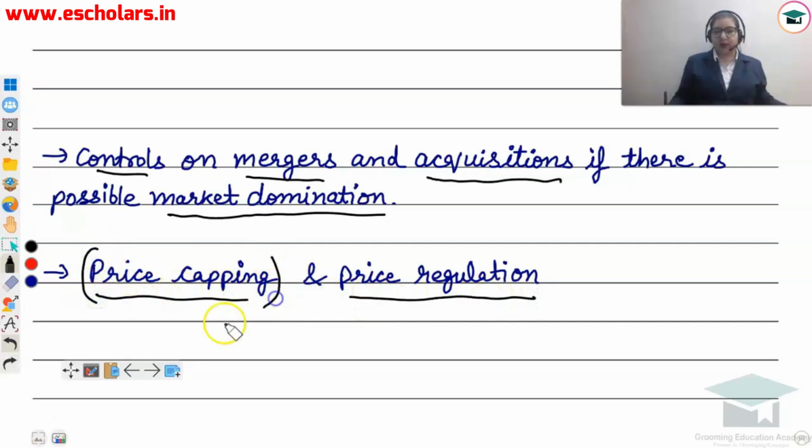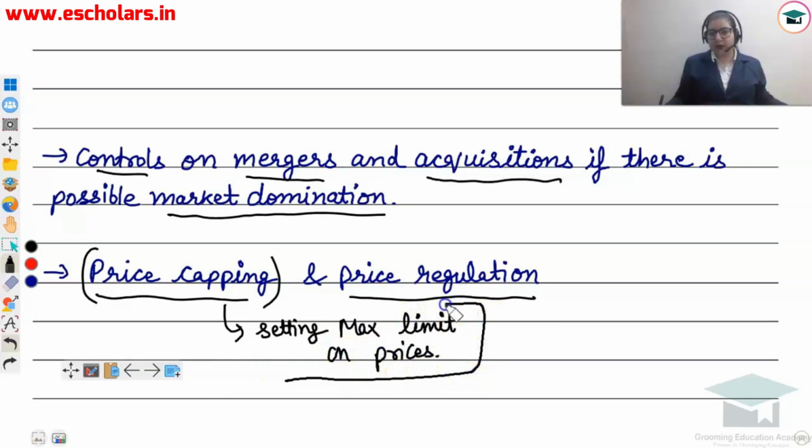Now, what is price capping? Price capping means setting a maximum limit on prices charged by the firms for selling their goods and services. Okay. So this is done in order to prevent the selling of essential goods at very high prices which the people cannot afford. So price capping is generally done in case of necessities or in case of utilities.